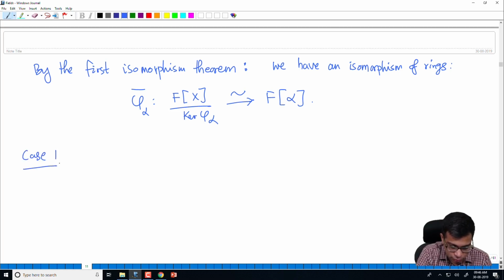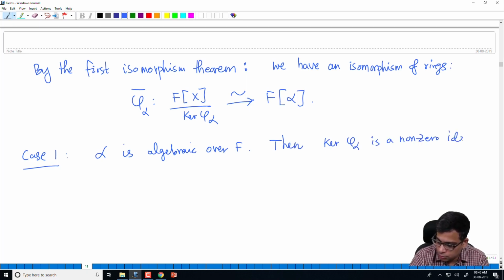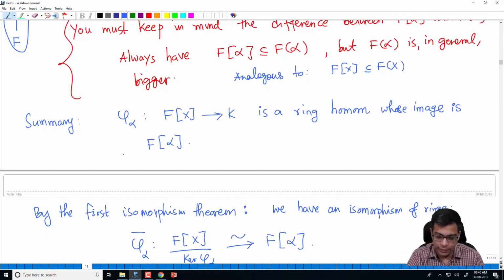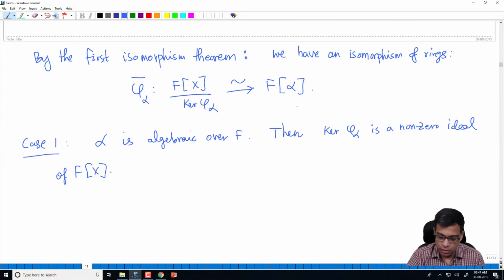Case 1, alpha is algebraic over F. Then kernel phi alpha is a non-zero ideal of F[x], right? By definition, or rather by this observation that we made, whether alpha is algebraic or not is determined by this homomorphism phi alpha. Kernel phi is non-zero if and only if alpha is algebraic over F. So we are assuming that it is algebraic, so that is the case that we are considering. Kernel phi alpha is actually a non-zero ideal of F[x].